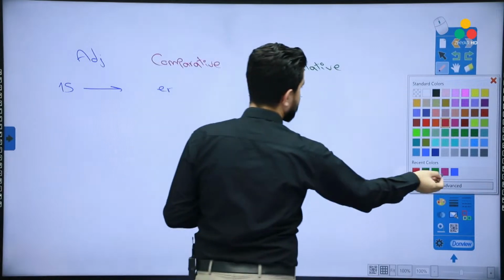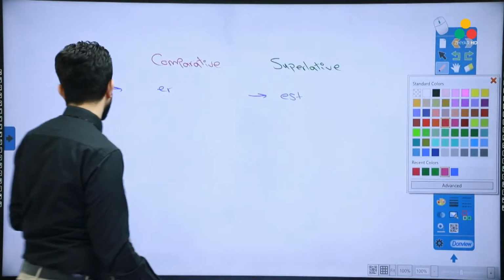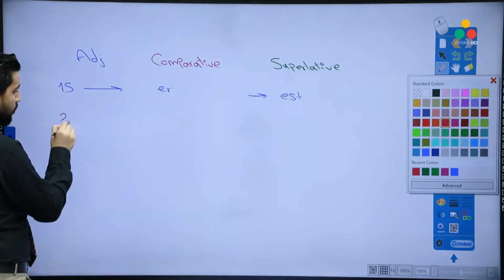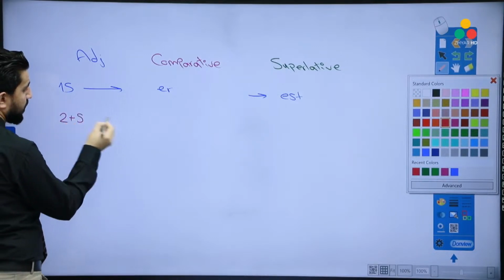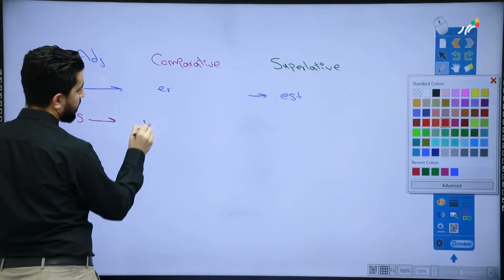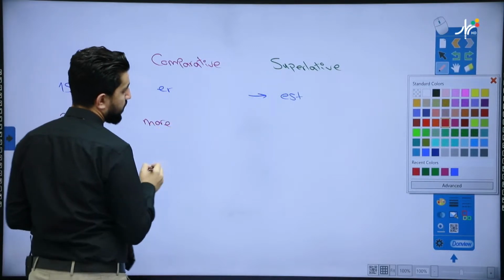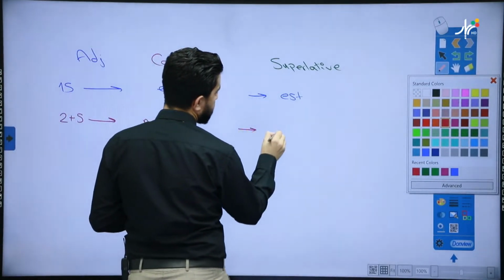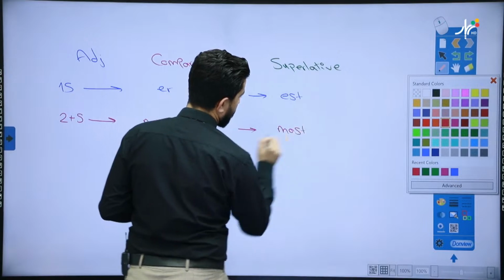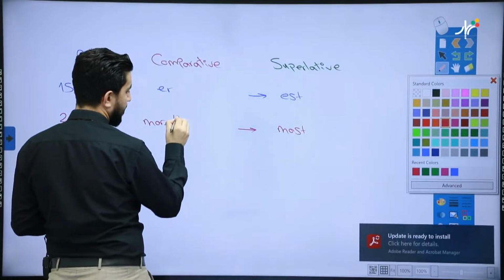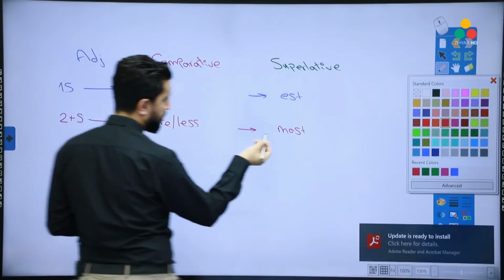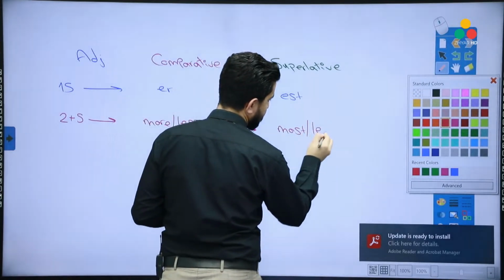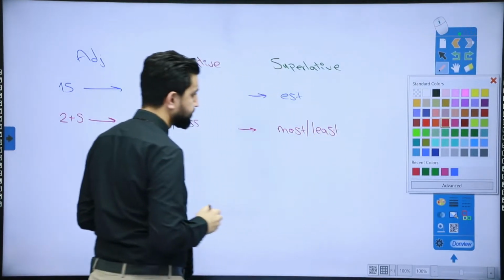What about when it's a more than one syllable adjective, 2 plus syllables? We add more here, and then we add most here. We add more or less. We add most or least here, okay?